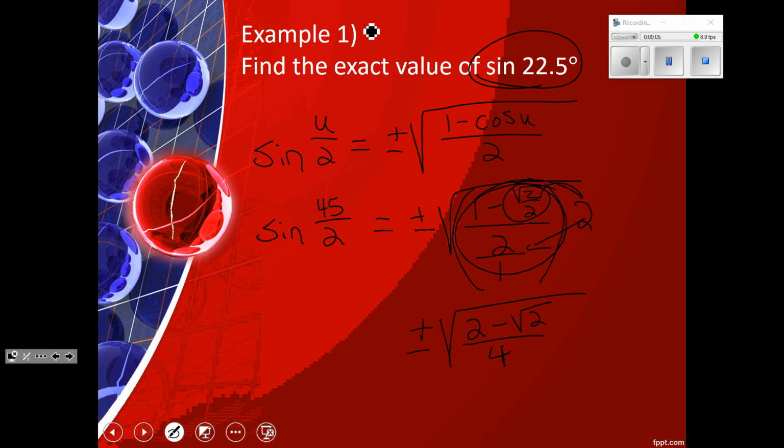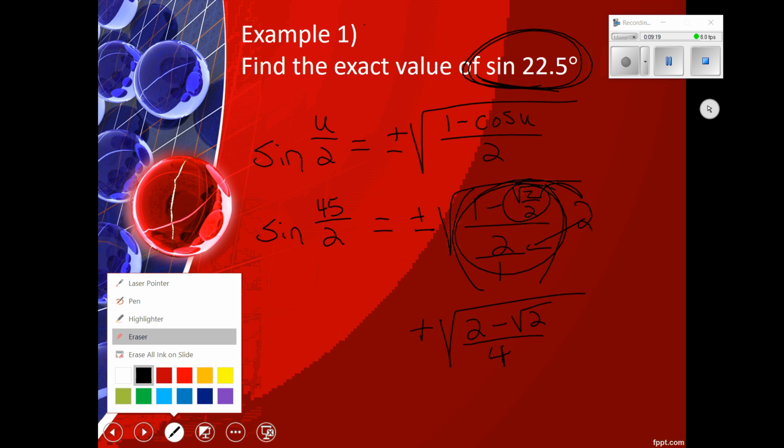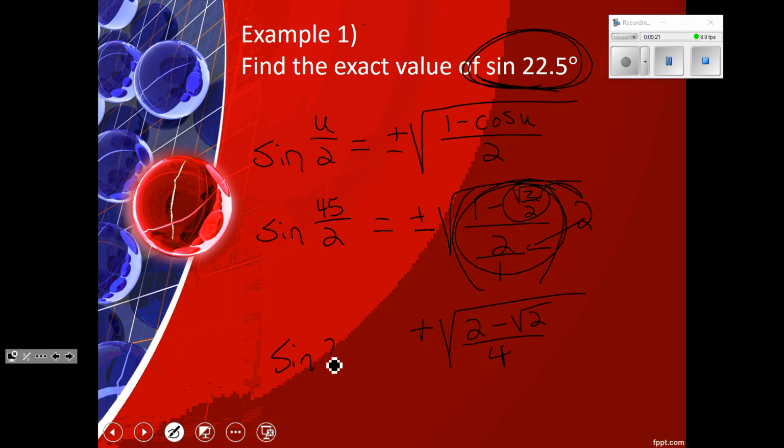So where is our half angle? We're searching for 22.5. What quadrant? Quadrant 1. So it is the positive. Okay. Let me show you, since we have degrees today, so this, your answer, the sine of 22.5 is equal to positive of this. Okay. Let me show you how you can check your answer. Okay.